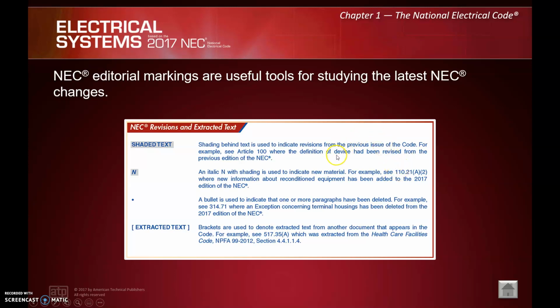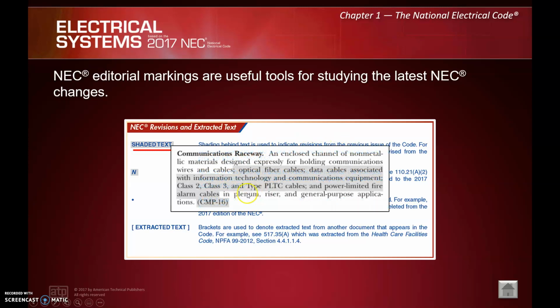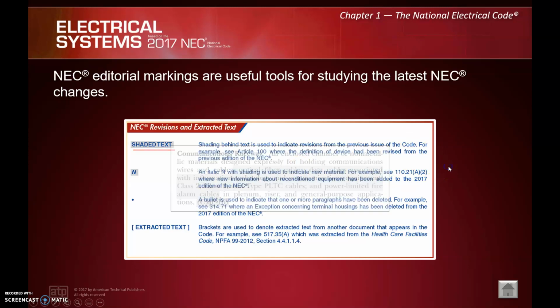They've got some ways to indicate what's been changed since the previous edition. So you're going to see right away, if you see shaded text like this, okay, that's, as you can see here, used to indicate revisions from previous issues. So they tell us to go to Article 100 and check a definition for device. I like this definition a little better, but anyway, you can see this has all been added since the previous issue. That's how you can identify new content, right? Or I'm sorry, revised content.